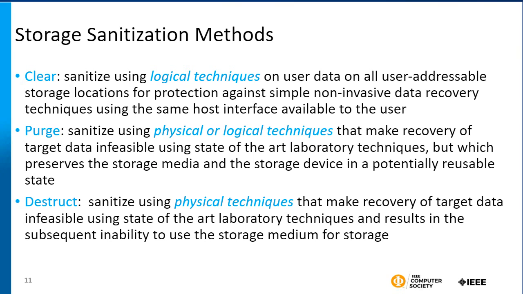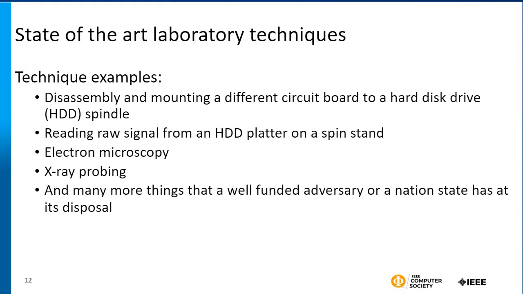All right, so I mentioned state-of-the-art laboratory techniques, and just to give a few words on this. If you're familiar with hard disk drives, this could basically be removing some of the electronics associated with that hard disk drive in an attempt to bypass mechanisms that may be preventing access. Could be putting the platters on a spin table and a spin stand and doing analysis on that.